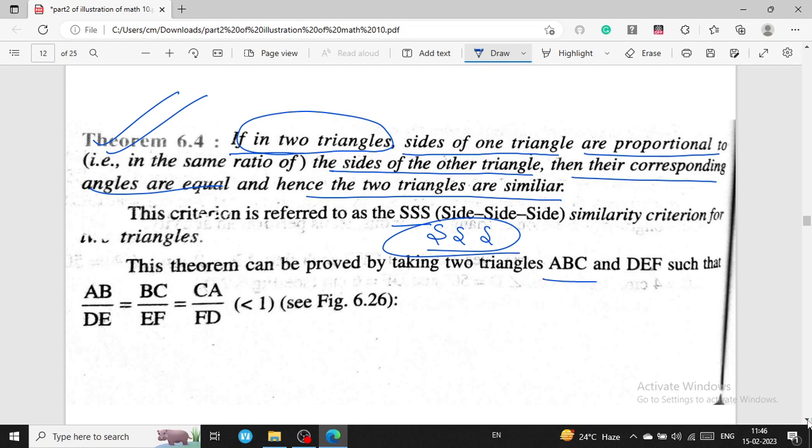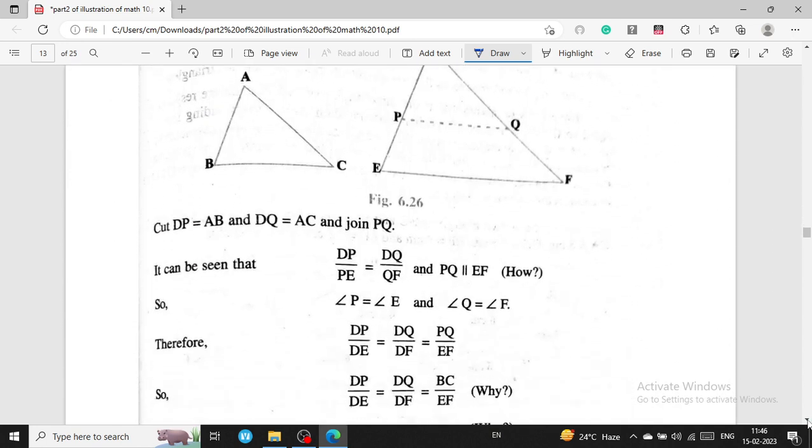Here we take two triangles ABC and DEF, AB over DE. PQ is a parallel line. First we have to cut DP equal to AB, DQ equal to AC, and join PQ. The same line we have to write here, DP over PE is equal to DQ over QF, and PQ parallel EF. Angle P is equal to angle E because they are corresponding angles. Angle Q is equal to angle F because they are also corresponding angles.